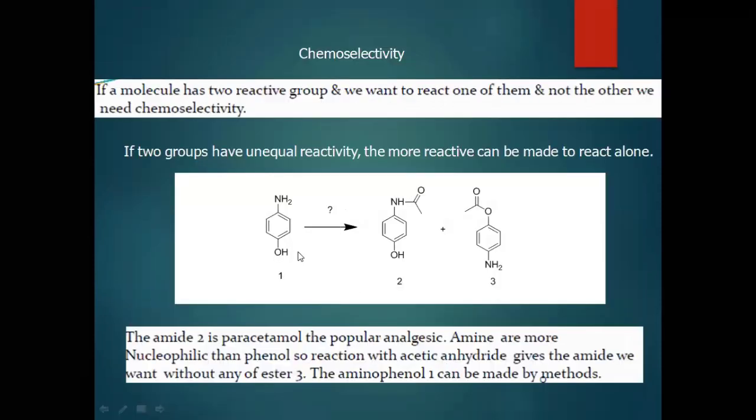And in case of paracetamol, suppose you want to prepare it, there are two functional groups, NH2 and OH. So you can do the acylation with the help of acetic anhydride or acetyl chloride.